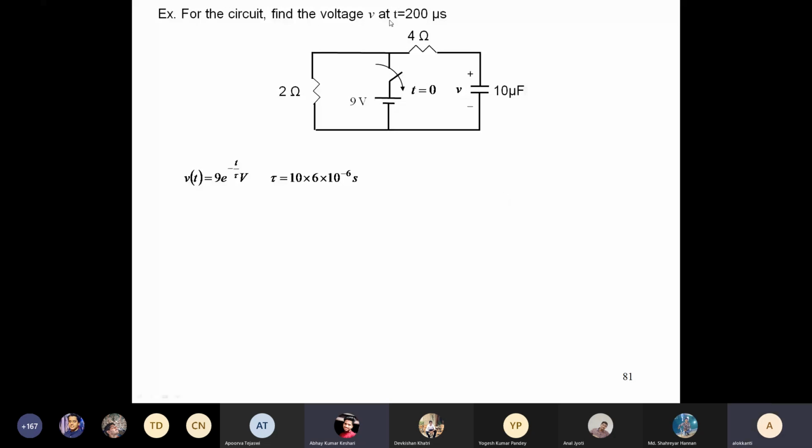Now you are asked to find out the voltage at t equal to 200 microseconds. What you have to do? You have to just substitute t equal to 200, but you have to be very careful about the units and times. Tau is equal to 60 microseconds. So find the value. V at 200 microseconds is equal to 320 millivolts. You just check whether this value is correct or not. All of you sit with a calculator.